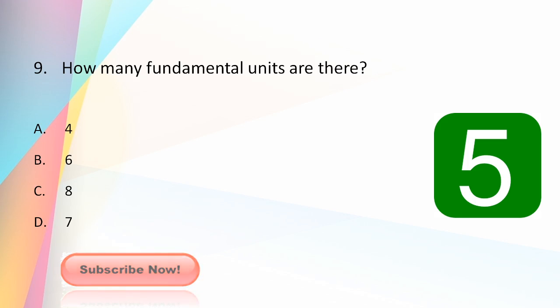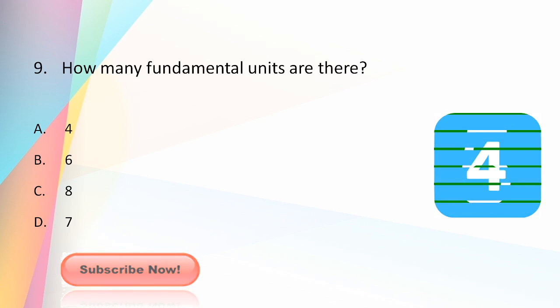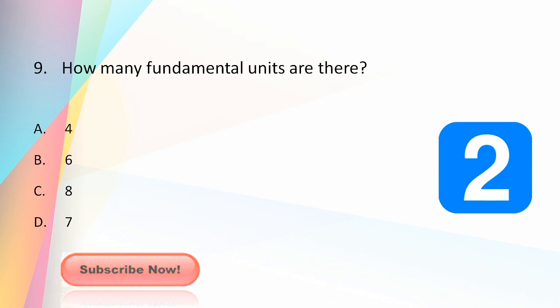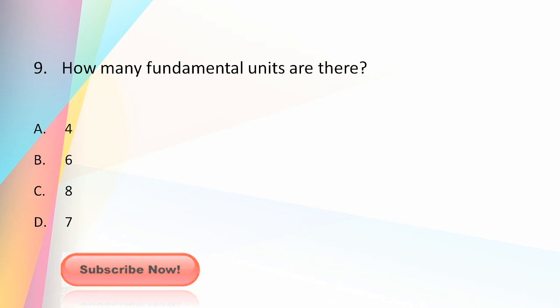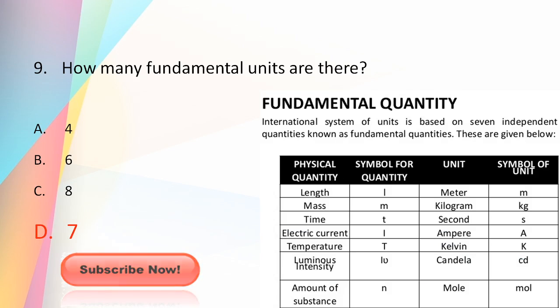How many fundamental units are there? 4, 6, 8, 7. Here you go. Yes, you guessed it right. It was 7. In the first question itself, we discussed fundamental quantities which are not derived from any other quantities, and there are seven fundamental quantities as shown here.